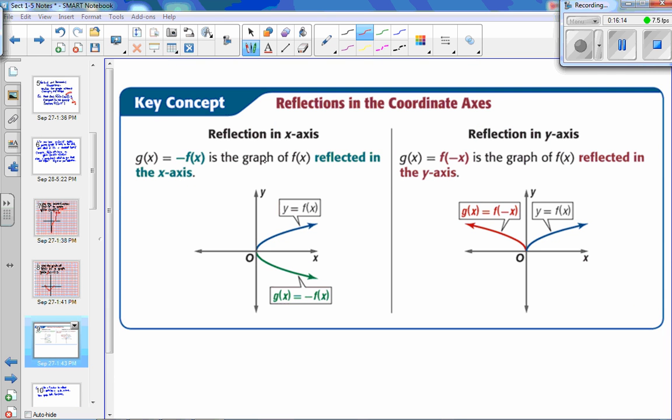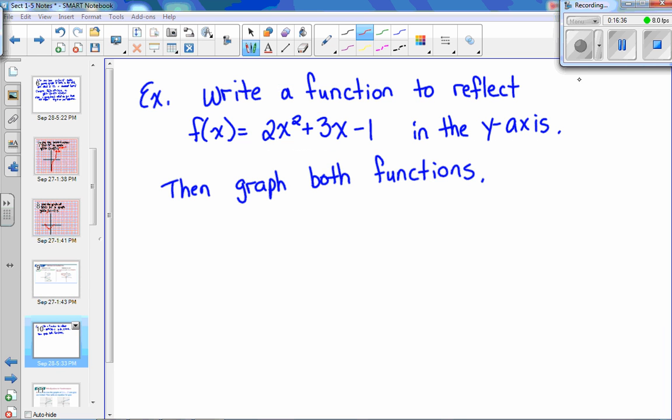We have talked a lot about reflections in the x-axis, how if you put a negative in front of your formula, if you do negative f of x, it reflects it over the x-axis. If you put the negative inside the function, then that's going to reflect it over the y-axis, which also, if it reflects over the y-axis, remember that was a way to tell if it was an even function. So on here I'm going to write a function to reflect this in the y-axis. So I'm doing just like I would if it was an even function.